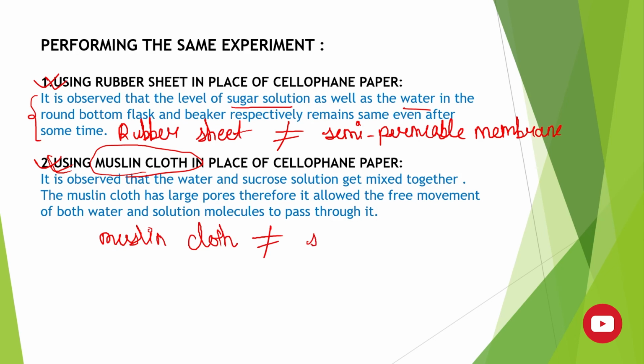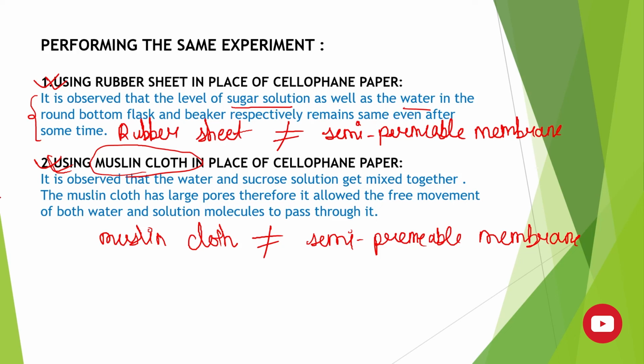Now muslin cloth is not acting as a semi-permeable membrane either. It is definitely not a semi-permeable membrane. It is a freely permeable membrane with very big pores, which allows both water molecules and sugar molecules to pass. Hence, what is happening? We are observing that both the solutions are getting mixed together and making a common solution in the whole apparatus. That is why we cannot use both of these things.